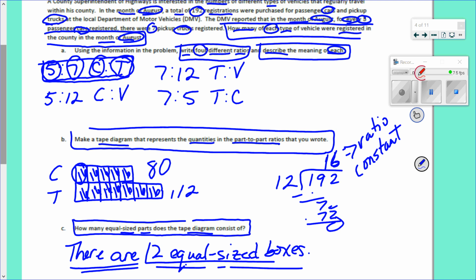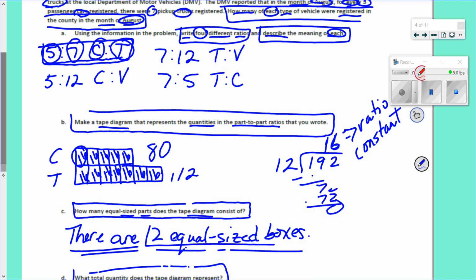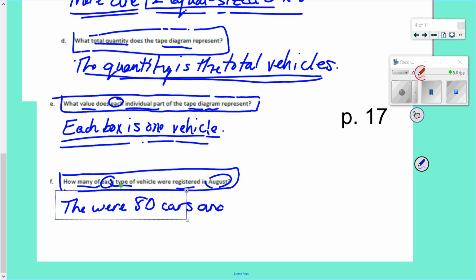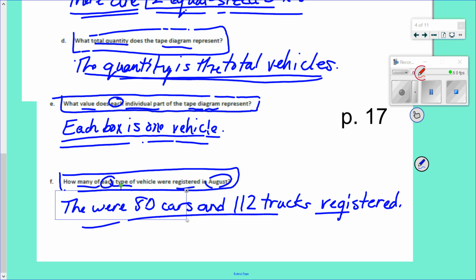Okay? So, to answer, now we can flip back over because we've got the numbers. How many of each type? There were 80 cars and 112 trucks registered. You could add in the month of August if you want, but everybody good? Yes.